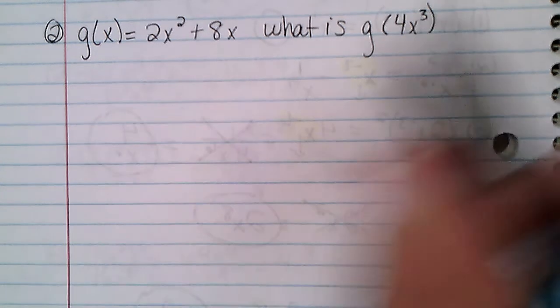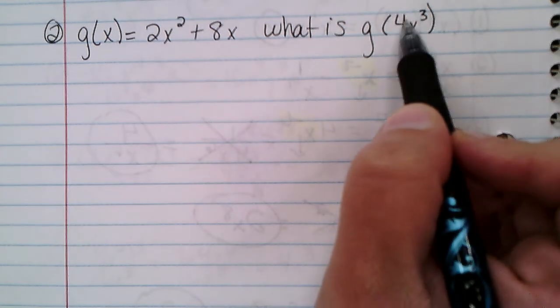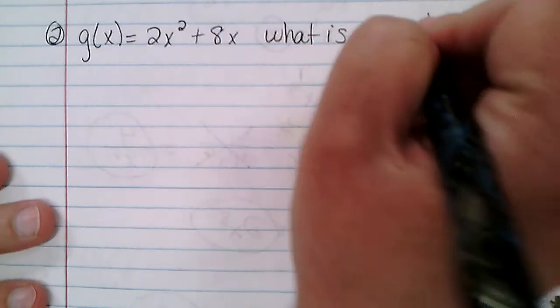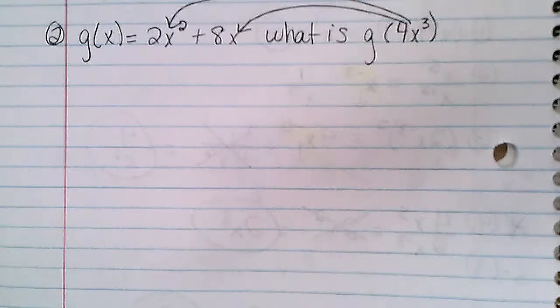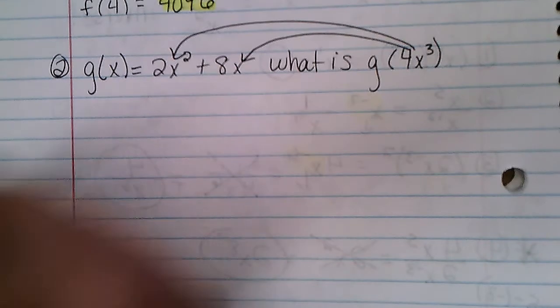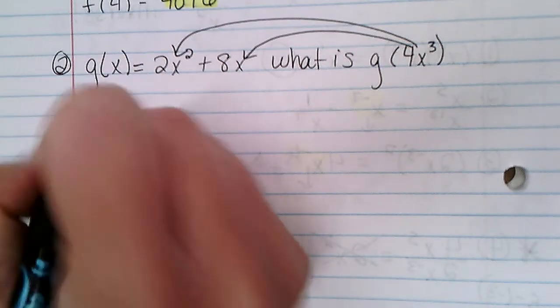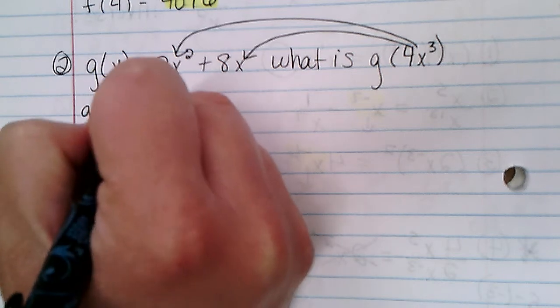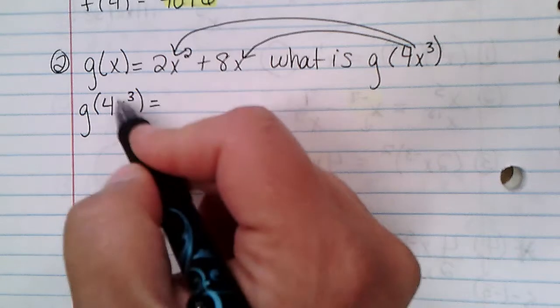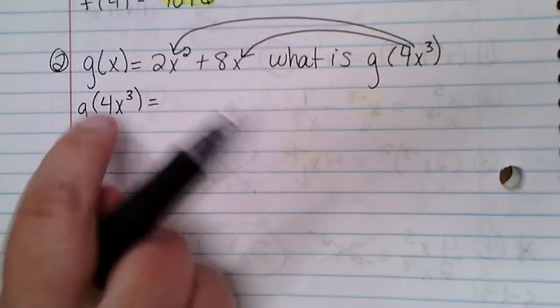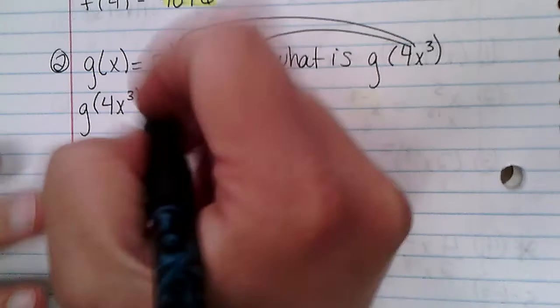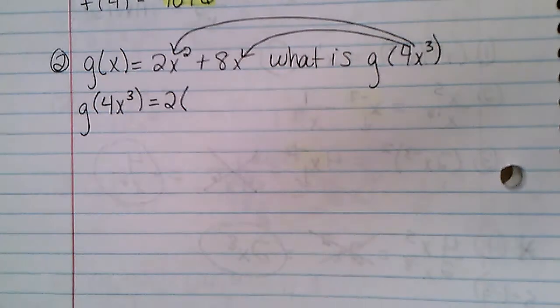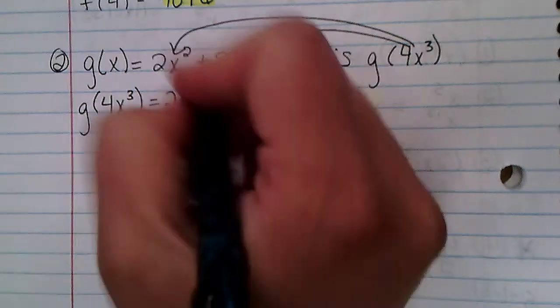So we have a quadratic, and we're going to be plugging in 4x to the third. So everywhere there's an x, we're going to put 4x to the third. So we're going to put it in both places. So we're evaluating g of 4x to the third. X is being replaced with 4x to the third. Again, I don't do anything with this. You hardly ever do anything with the left-hand side. So 2 parentheses. Anytime there's squared, we need parentheses.